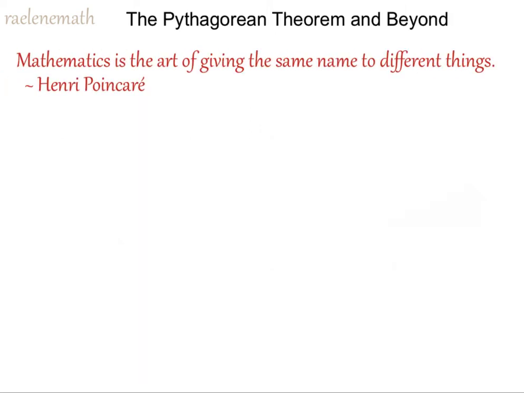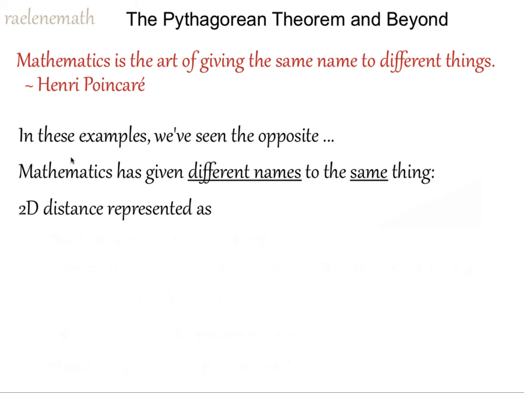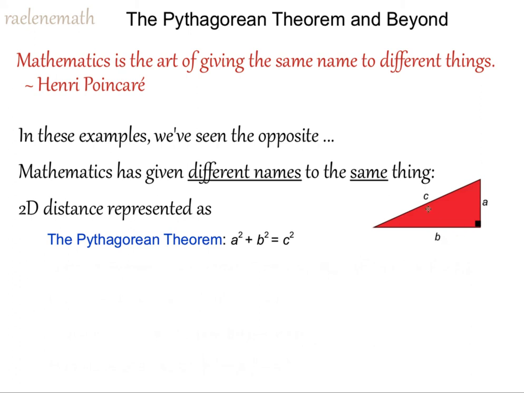So it seems that mathematics is playing a bit of a trick on us. Henri Poincaré says that mathematics is the art of giving the same name to different things. However, in this example, and other examples through the series, we've seen the opposite. Mathematics has given different names to the same thing. We represented two-dimensional distance by the Pythagorean theorem, relating the three sides, the altitude, the base, and the hypotenuse of a right triangle, as a squared plus b squared equal to c squared.